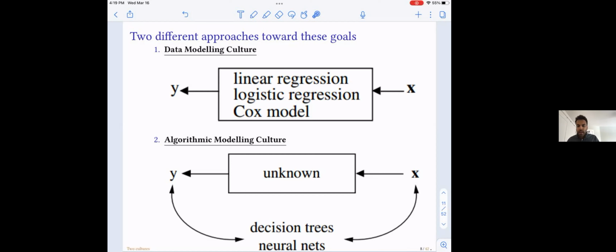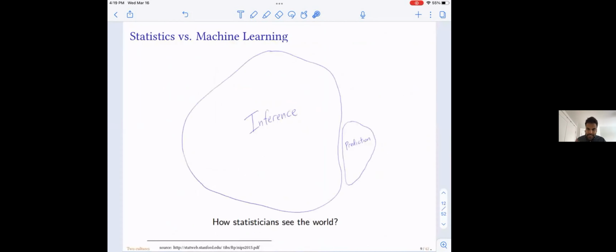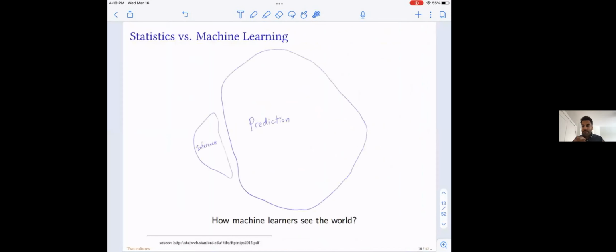Unfortunately, or as Breiman predicted, statistics has focused a lot on what's written here as inference. The way statisticians usually see the world is in terms of statistical inference, and this was led by Fisher in the 1920s. Whereas if you flip the script and think about machine learners, it's kind of the opposite in terms of how they see the world.